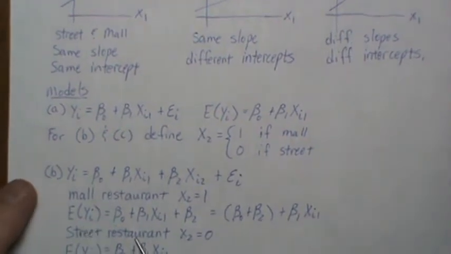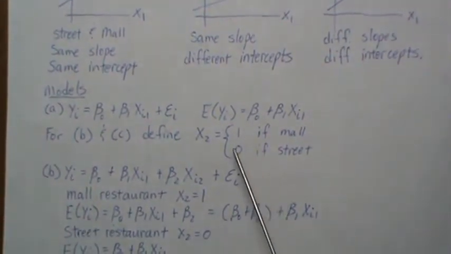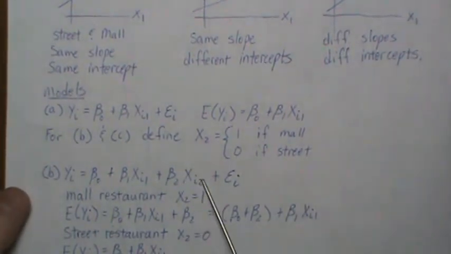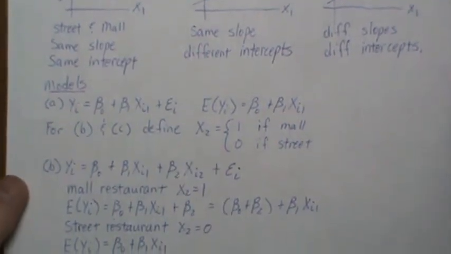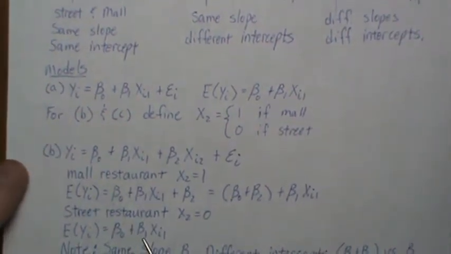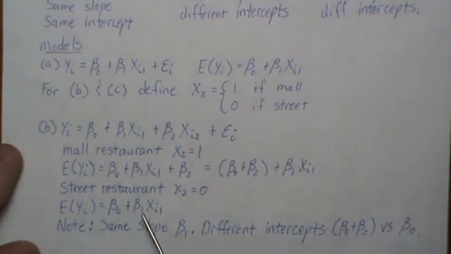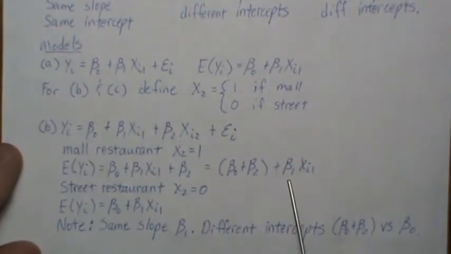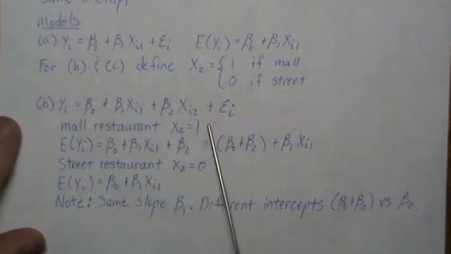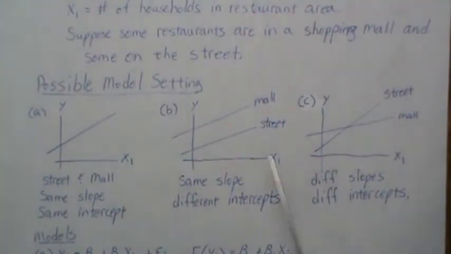Now, if we're talking about a street restaurant, X2 is 0. So now we plug X2 equals 0 into the model. So this goes away. And the expected value then becomes this. Now, note that they have the same slope, beta 1, but they have different intercepts. This is the intercept for the mall restaurants, and this is the intercept for the street restaurants. So this is the model that we'd use for situation 2.